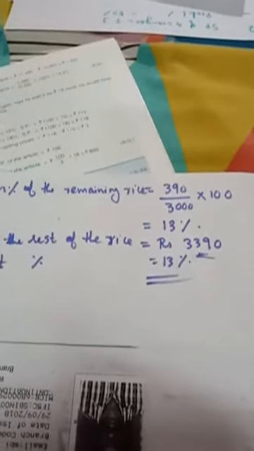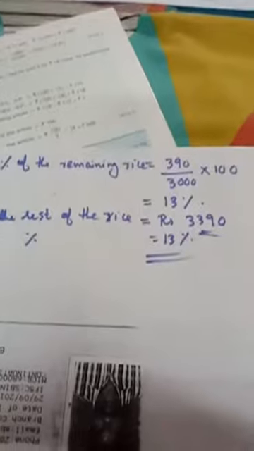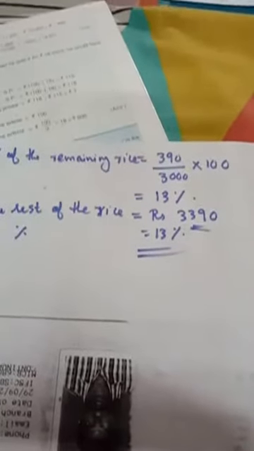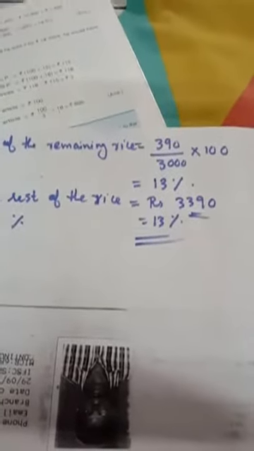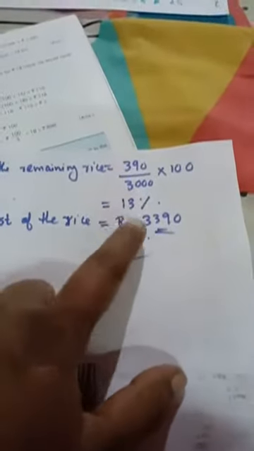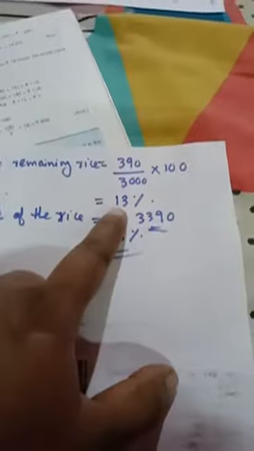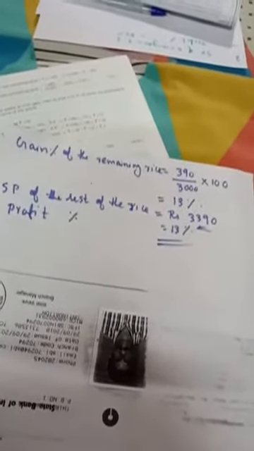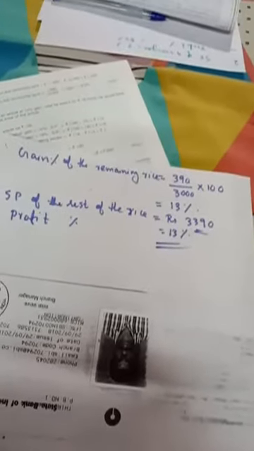Remaining profit only, so 390. And what is the remaining CP? 3000. So 390 by 3000 into 100. Note that here the remaining CP is 3000, you know. So 390 by 3000 into 100 is 13%. Therefore, SP of the rest of the rice is 3390, and its profit is 13%.